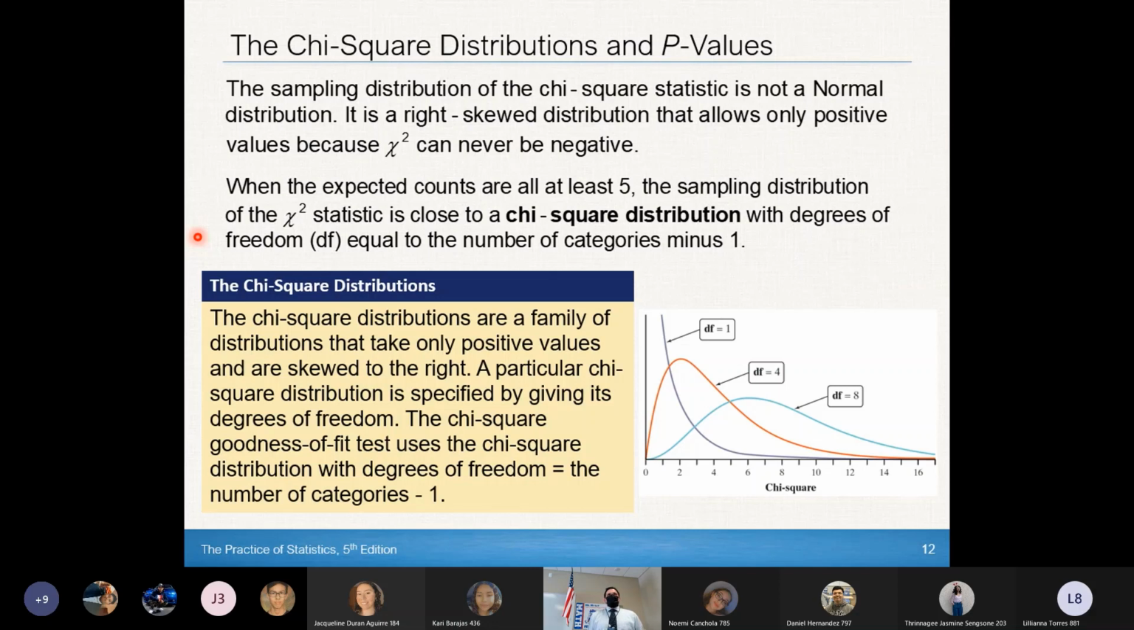Okay, and so we get the chi-square distributions. Chi-square distributions are a family of distributions that take only positive values and are skewed to the right. A particular chi-square distribution is specified by giving its degrees of freedom. The chi-square goodness of fit test uses the chi-square distribution with degrees of freedom equaling the number of categories minus 1. The sample size does not matter for our degrees of freedom here. It all depends on how many categories are in our categorical variable.